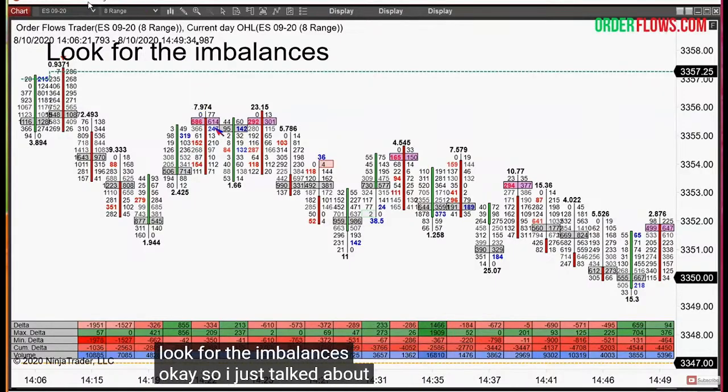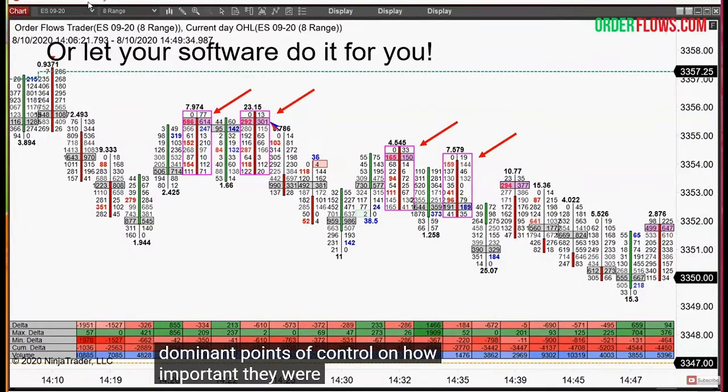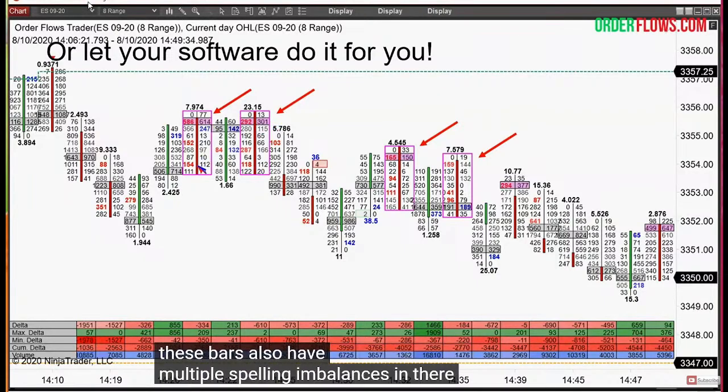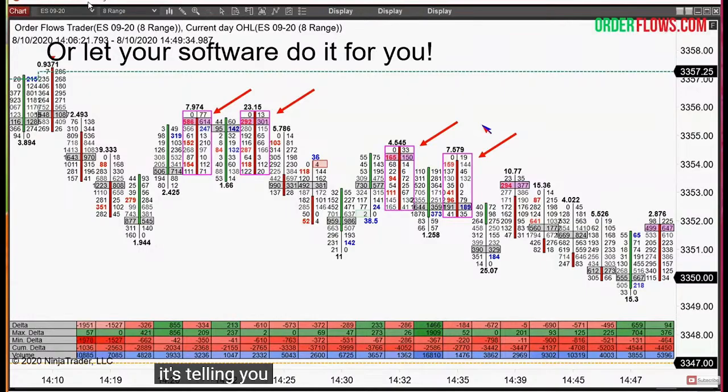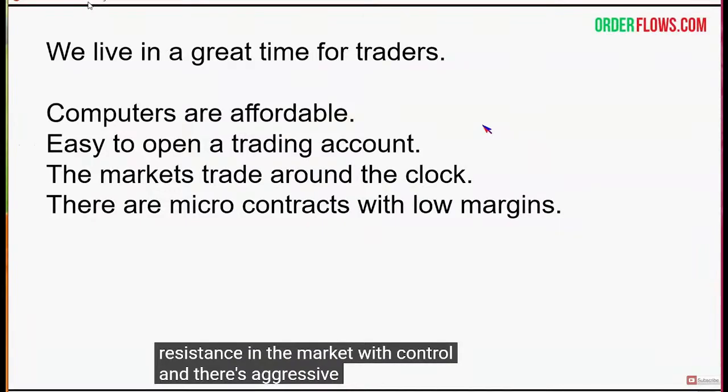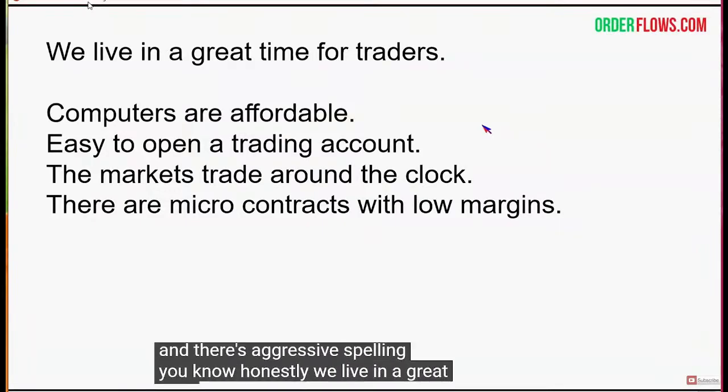Okay? So I just talked about these prominent points of control and how important they were. But did you know that these bars also have multiple selling imbalances in there? So it's telling you, there's resistance in the market with prominent points of control, and there's aggressive selling. So 2 bearish points.